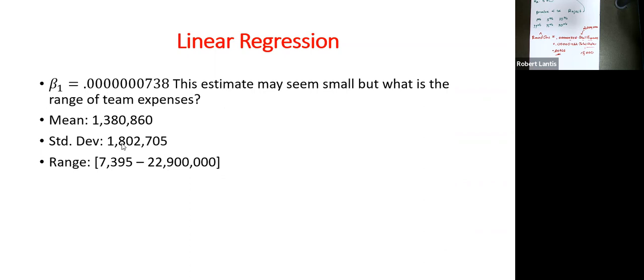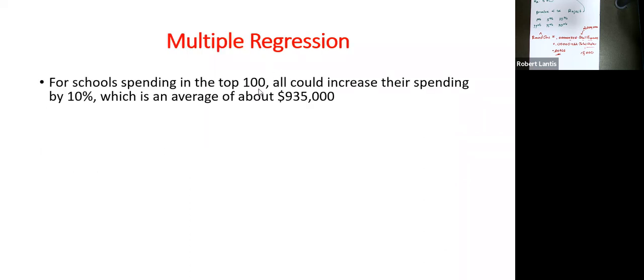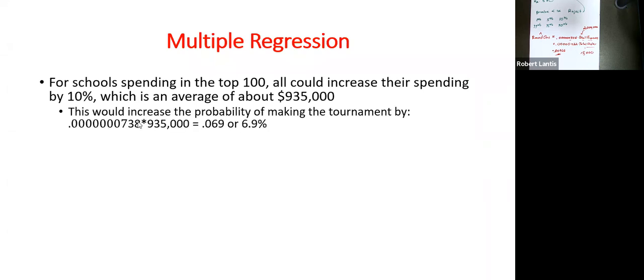Okay. So I'm just going to look at the teams in the top 100 in terms of the schools that spent the most. There, if they increase their budget by 10%, the average school must have been spending what? Just under $10 million in the top 100 schools there. So a 10% budget increase would be $935,000 additional dollars spent. So if I know the effect of $1 additional, the effect of this 10% budget increase would just be the effect of $1 times $935,000.